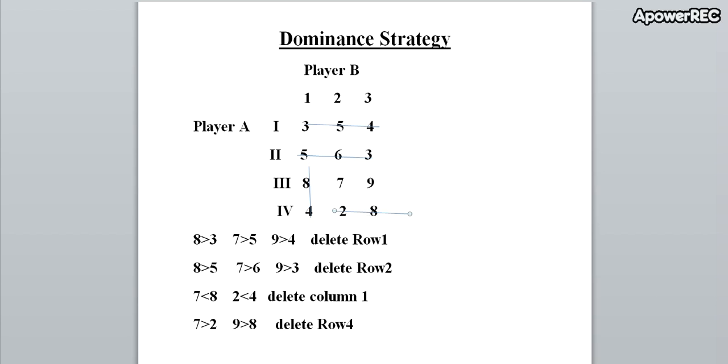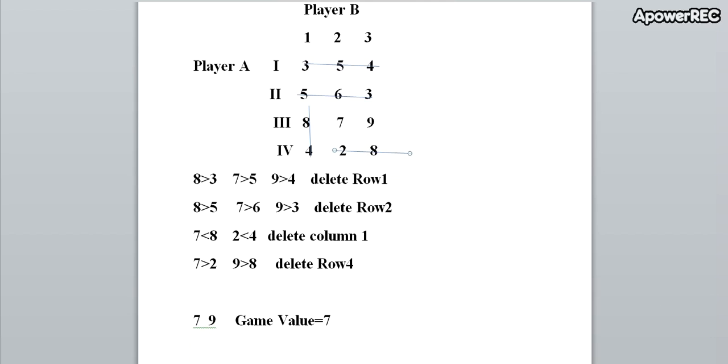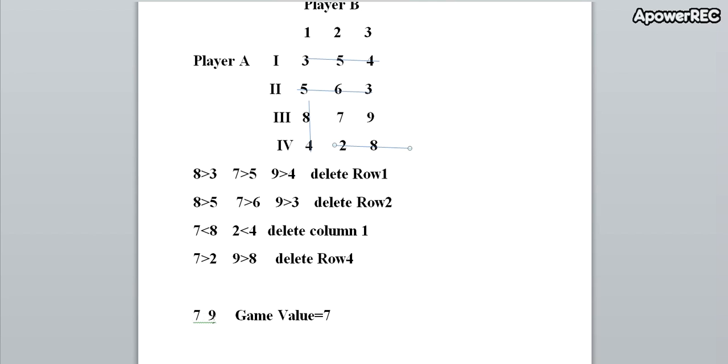Next we are left with column 2 and column 3. So when we make a comparison, column 3 is having a larger value, 9 is greater than 7. So I delete 9 and retain 7. So the game value of this problem is 7.